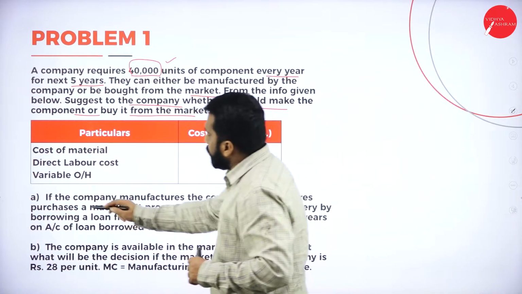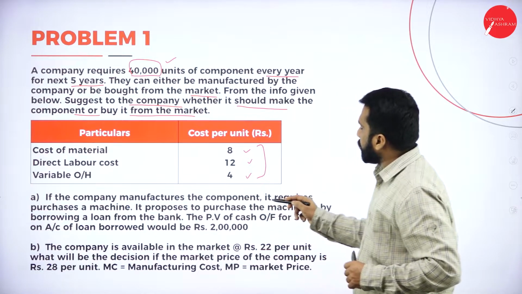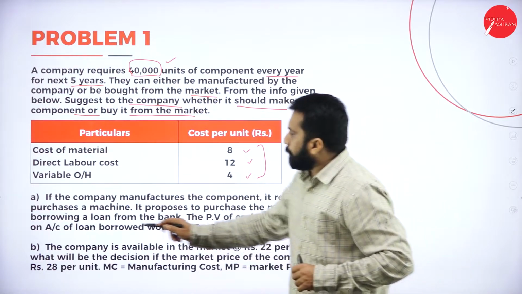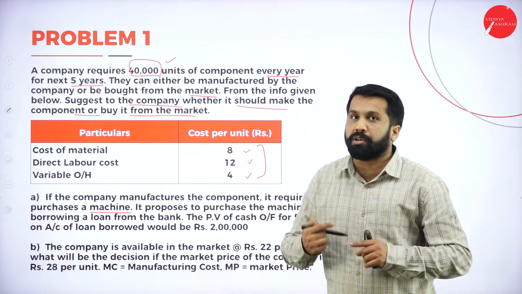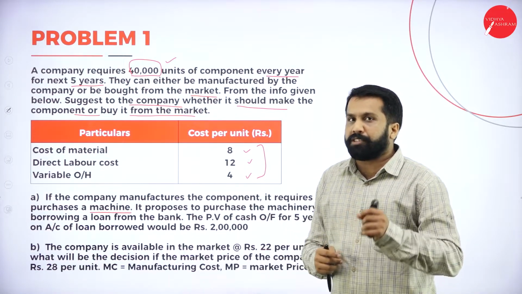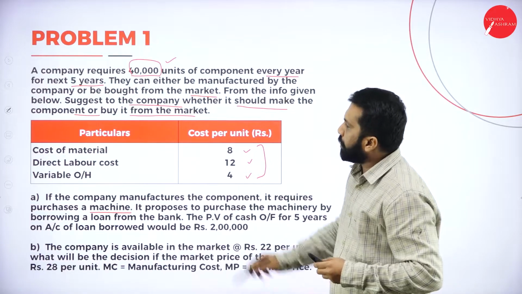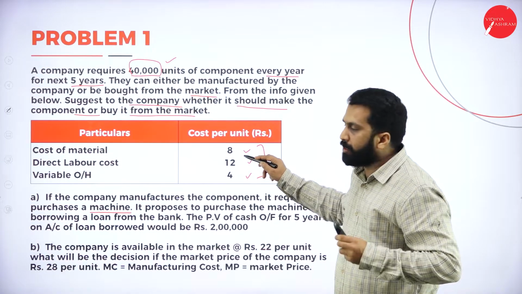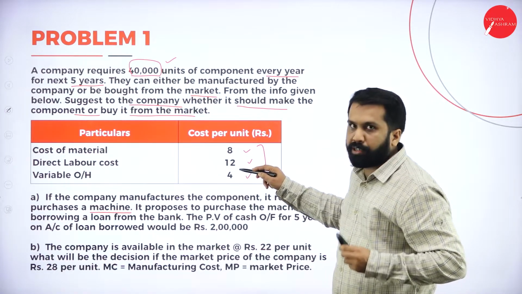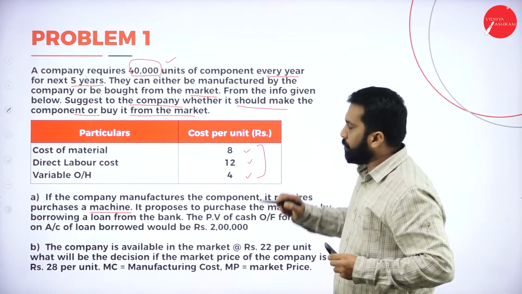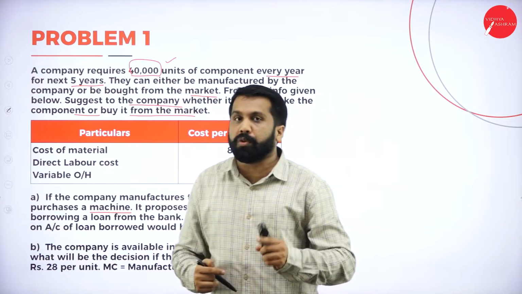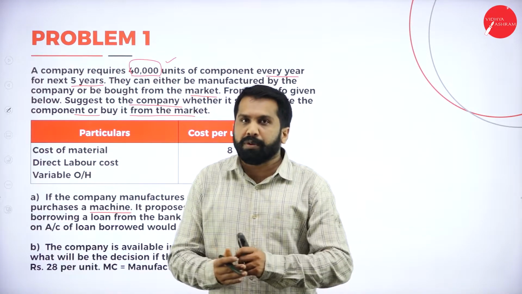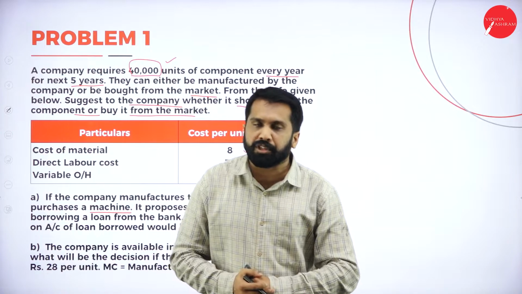Now, if the company manufactures the component, it requires the purchase of a machine. Not only this, they have to purchase a machine also. If you want to manufacture this, what do you want? You want raw material? Yes. You want labor cost? Yes. You want variable overhead? Yes. Along with that, to manufacture, you want a machine also. Without a machine, you cannot manufacture anything.